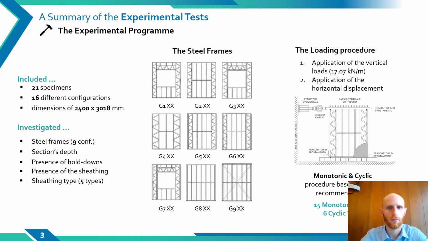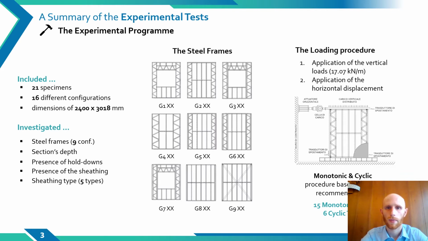I report here the main data of the experimental program. In detail, 21 specimens of 16 different configurations were tested, with the aim to characterize their in-plane behavior. The configurations differ in the type of steel frame, the member depth, the presence of the down, the presence of the sheeting, and eventually the type of sheeting.